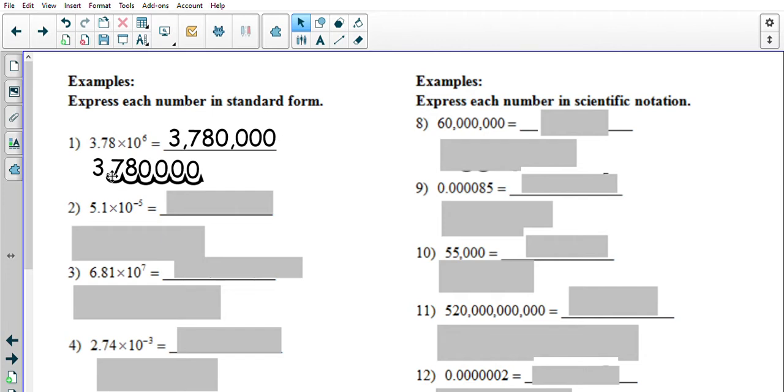I did want to mention one of the mistakes students make a lot is they see the 6 exponent and they're like, oh, I have to add 6 zeros. But in this case, you only need to add 4 because there's 2 numbers after the decimal point that are included as part of the 6.